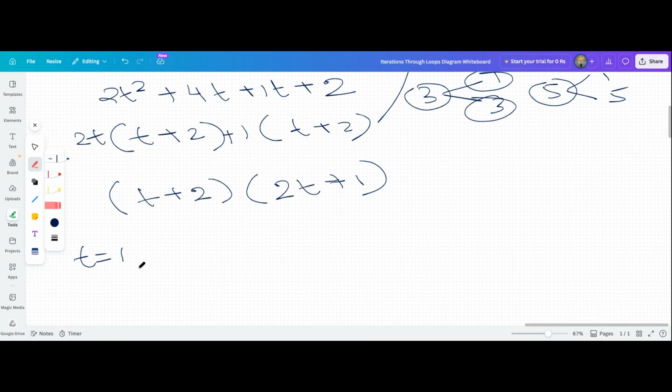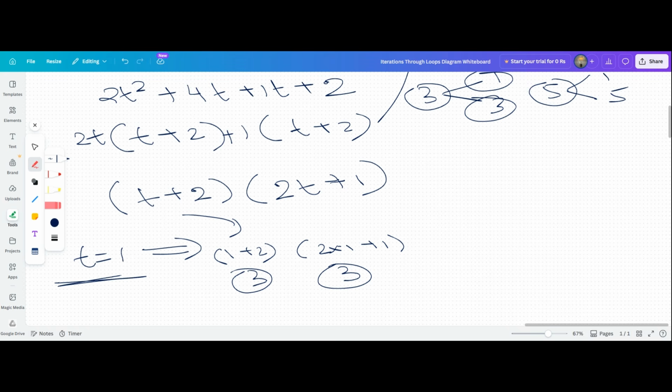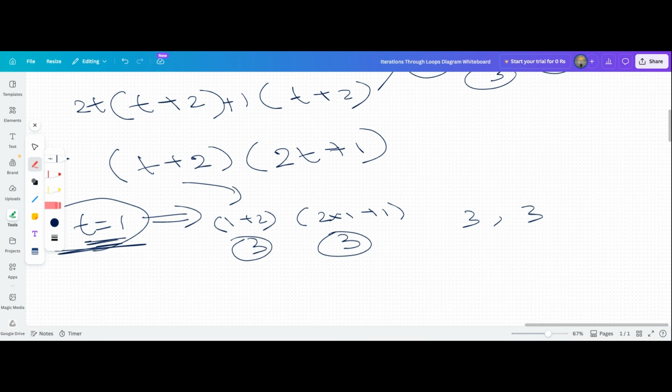Now we'll plug in the values. t is equal to 1. The first factor will be 1 plus 2, so it will be 3. The other is 2 into 1 plus 1, so it will also be 3. So even for the smallest value, when t is equal to 1, the two factors are 3 and 3. Even for the lowest number, we are getting 3 and 3. We didn't get 1.